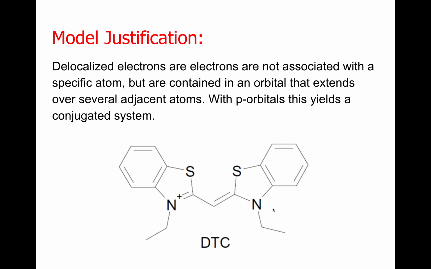This nitrogen has a lone pair, okay? That lone pair is roughly in the plane of the pi bonds, okay? So we're gonna consider those 2 lone pairs as part of our conjugated system. These 2 s atoms have 2 lone pairs. One of the lone pairs is roughly in the plane of conjugation. The other lone pair is not.